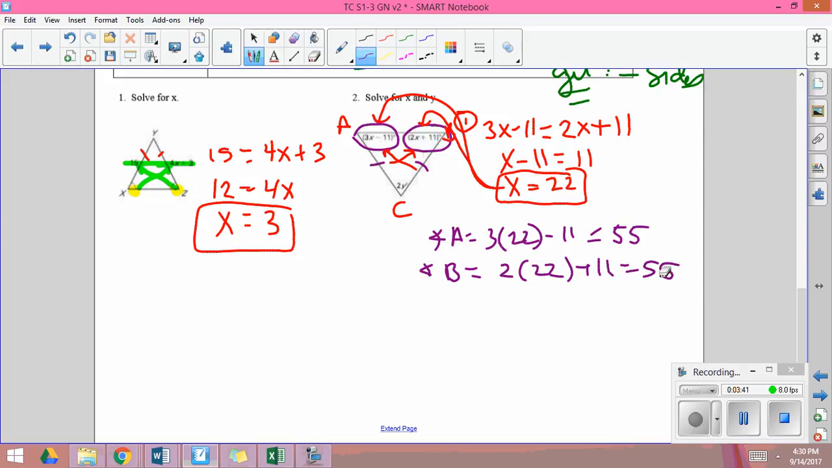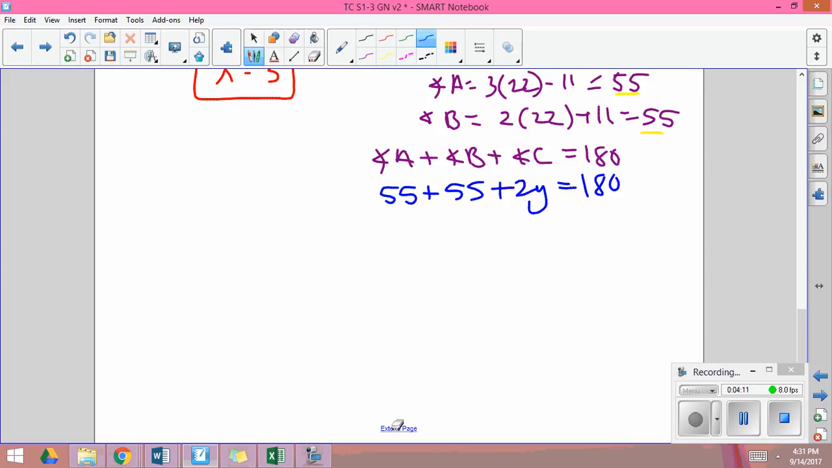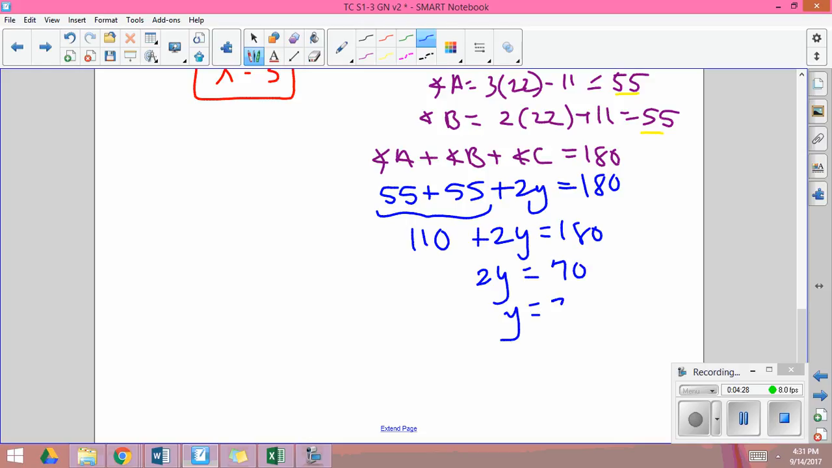So now I know to find angle C, to find y, the other part of my problem. I know that angle A plus angle B plus angle C has to equal 180. Well, I found A and B, and C can be represented as 2y. So I have 55 plus 55 plus 2y equals 180. That's by substitution. Combine like terms here. 55 plus 55 is 110 plus 2y equals 180. Subtract 110 from both sides. 2y is equal to 70. Divide by 2, and y is equal to 35.